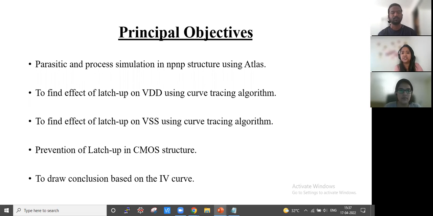Our principal objective is parasitic and process simulation in NP-NP structure using Atlas to find the effect of latch-up on VDD and VSS using curve tracing algorithm and prevention of latch-up in CMOS structure.